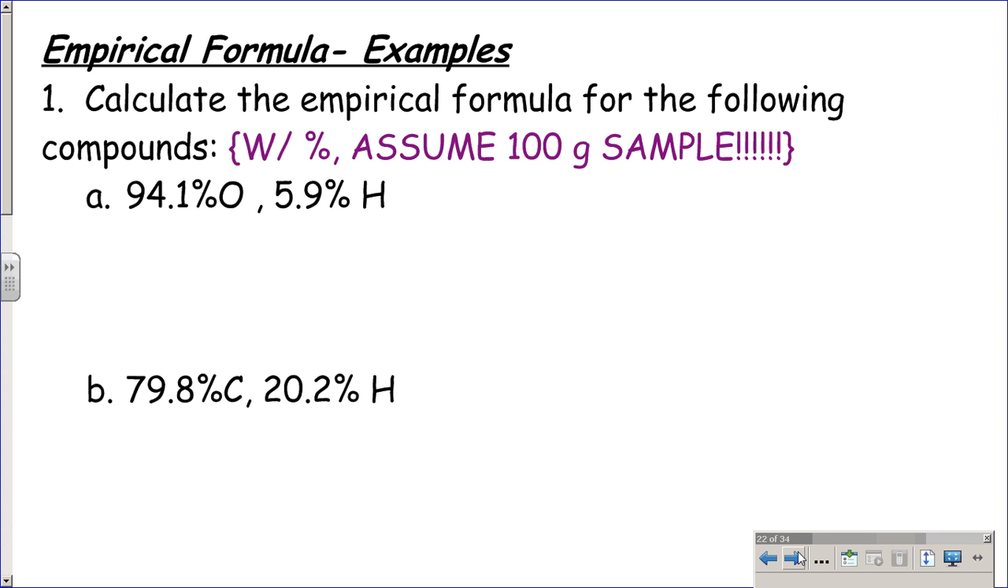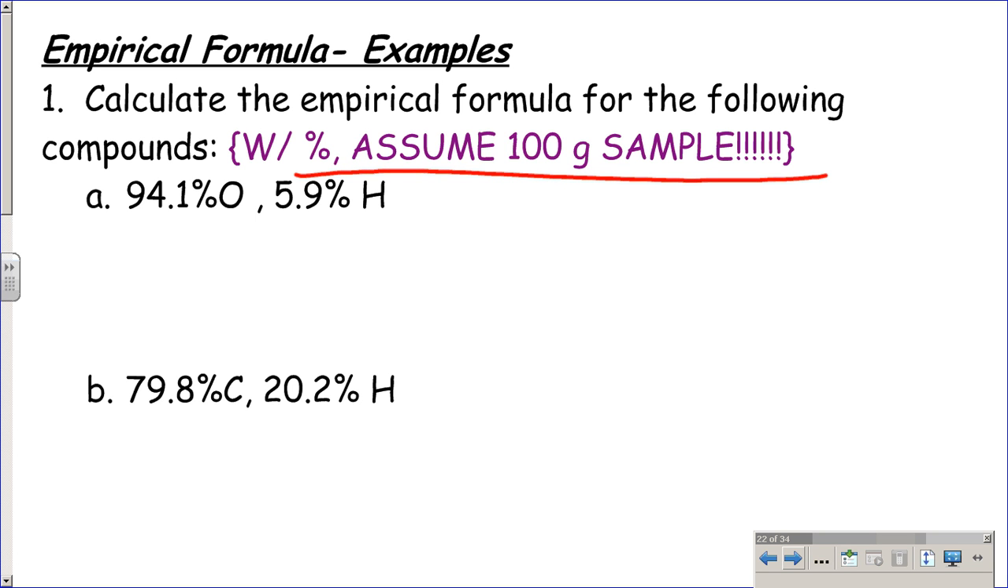All right, so this one is a special case. We have empirical formulas where I'm not giving you grams. I refuse to give you grams sometimes. Because we're so smart, we know how to work with percents. So if I ever give you percent of a certain element and another percent of another element, assume that you have a 100-gram sample. Then it's easy. You can get from grams to moles all day, every day. So if I want you to figure out the empirical formula of something, and I give it to you as percents, assume a 100-gram sample.